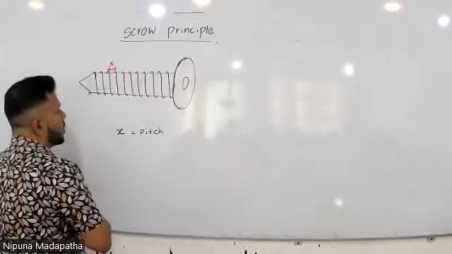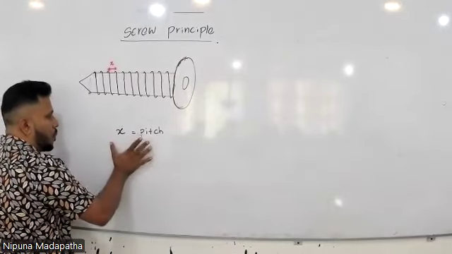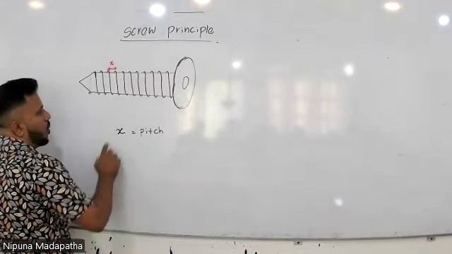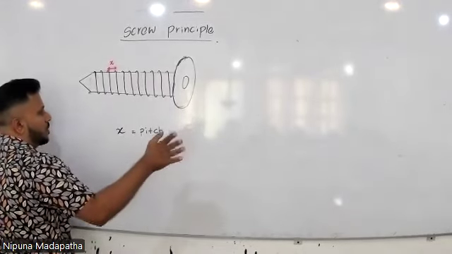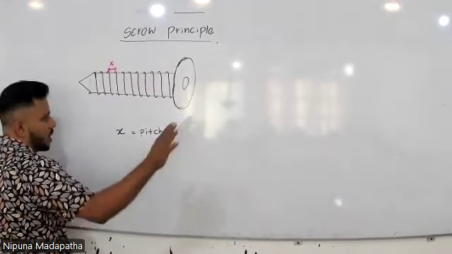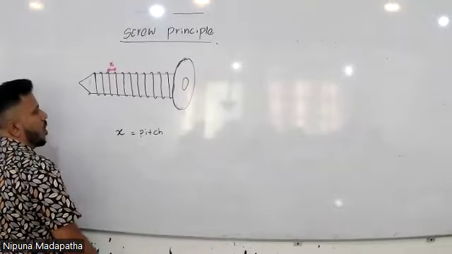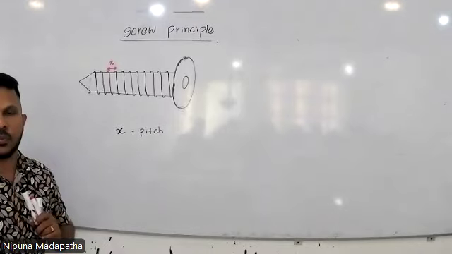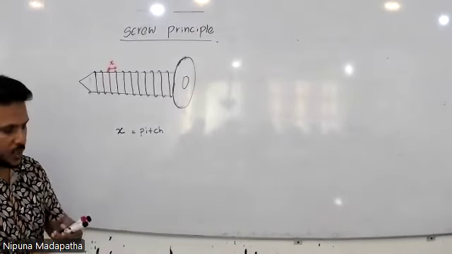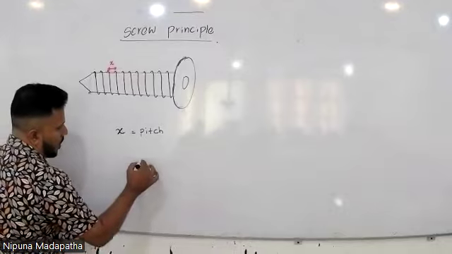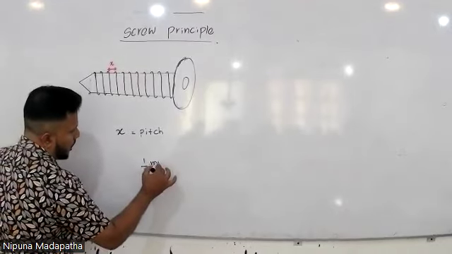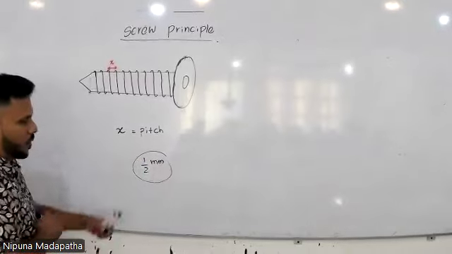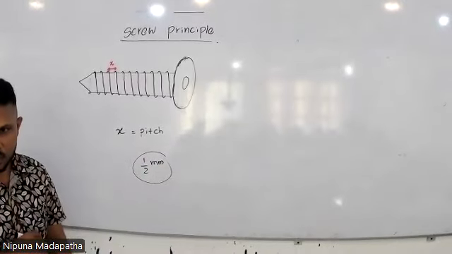So if you want to measure small distances, normally in the instruments we use here, this pitch is 0.5 millimeter. Pitch is normally 0.5 millimeter. So this is not a small one. You can see the 0.5 millimeter marks.